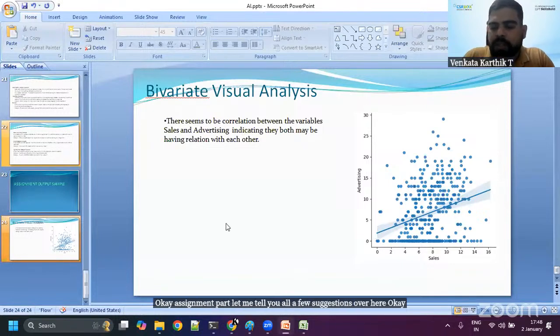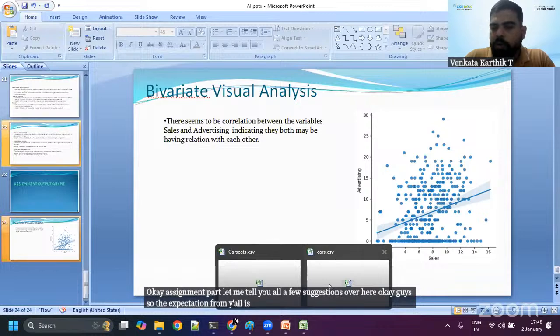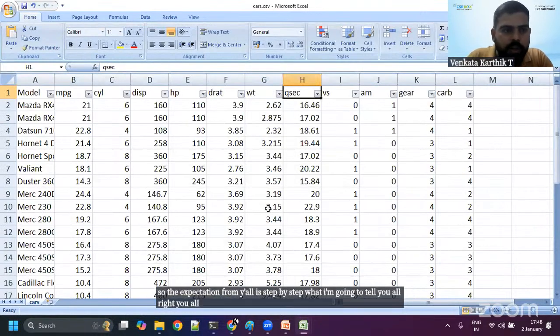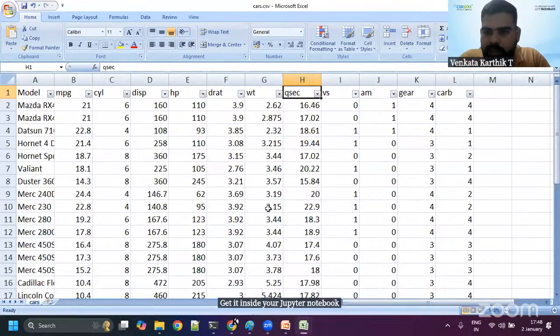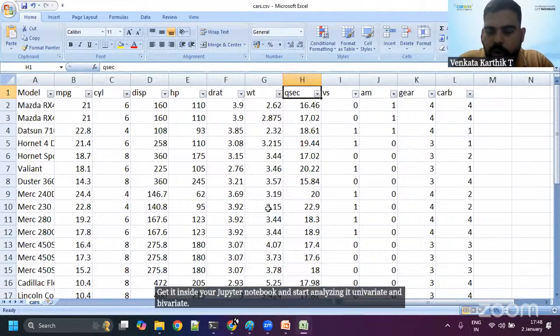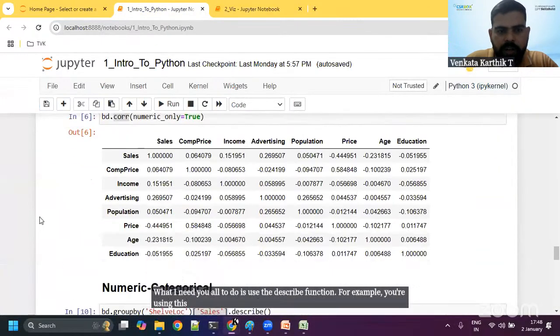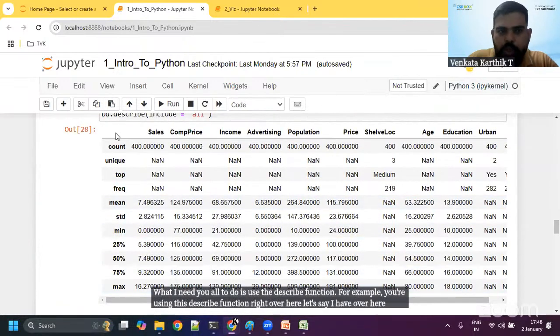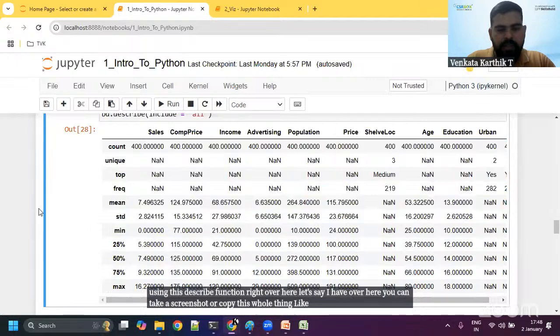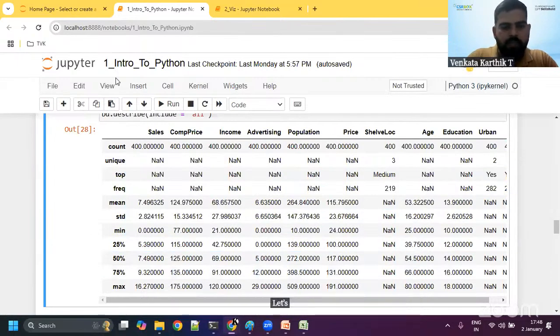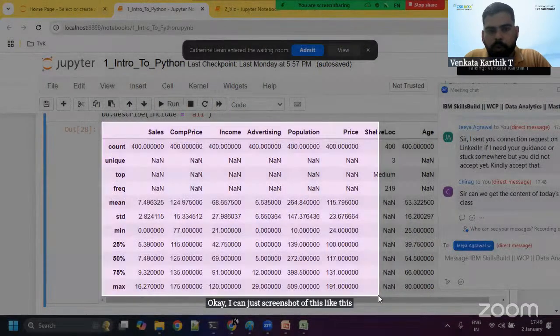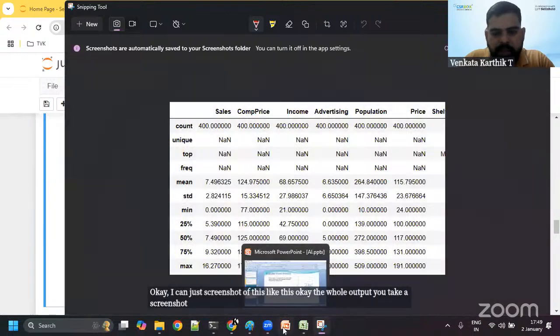The expectation from you all is to follow step by step what I'm going to tell you. Take this data, get it inside your Jupyter notebook and start analyzing it, univariate and bivariate. What I need you to do is use the describe function. For example, you use the describe function right over here. You can take a screenshot or copy this whole thing. The whole output you take a screenshot of and paste it in your PPT.